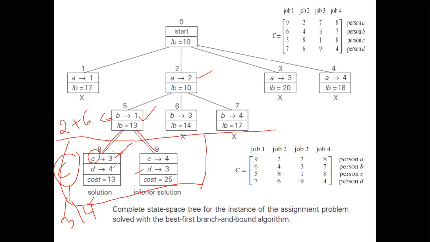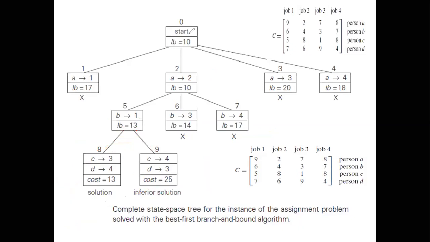So 2 plus 6 plus 1 plus 4. Correct. It will give you a better understanding if I write this sum. So 2 plus 6 will remain as it is because we already assigned job 2 to A and job 1 to person B. So there are no changes in the cost. And what are we talking about here? Assign job 3 for person C. If you assign job 3 for person C, the cost over here is 1. So write down 1. Okay, the next option which is left out is assign job 4 for person D.